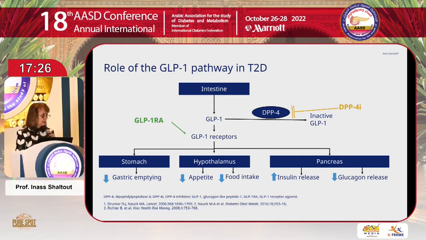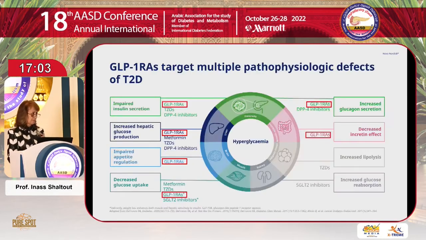These are the actions of GLP-1 receptor agonist. On the stomach, it reduces gastric emptying, leading to satiety. On the hypothalamus, it reduces appetite again and reduces food intake. On the pancreas, it increases insulin release by the beta cells, and it reduces glucagon release by the alpha cells.